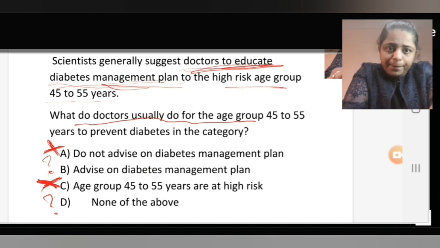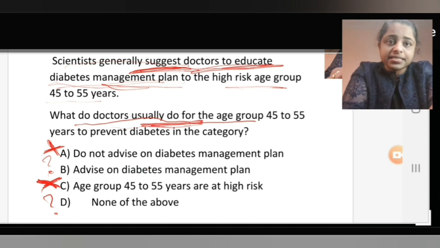So now we've got B and none of the above. Option B says advice on diabetes management plan. Yes, it does say doctors to educate. But when you see the question, what do doctors usually do? In the text it says scientists generally suggest. It's just a suggestion. They are not saying whether doctors do this or not. It is not clear. In this text, they are not saying whether the doctors are doing it or not.